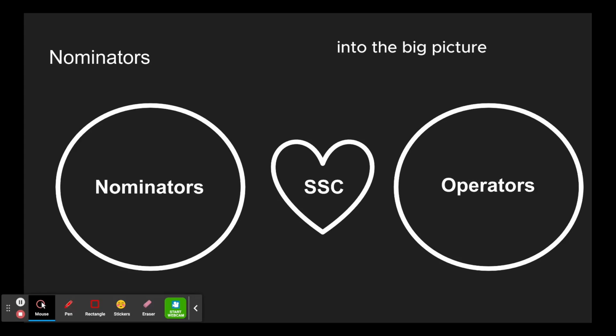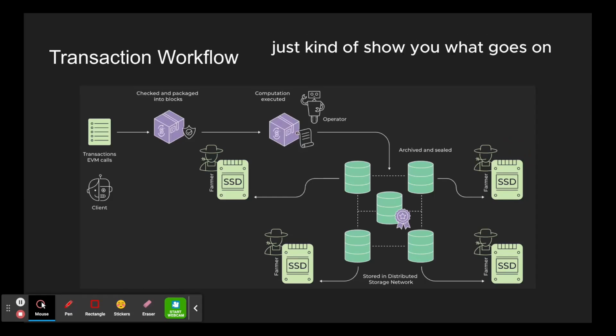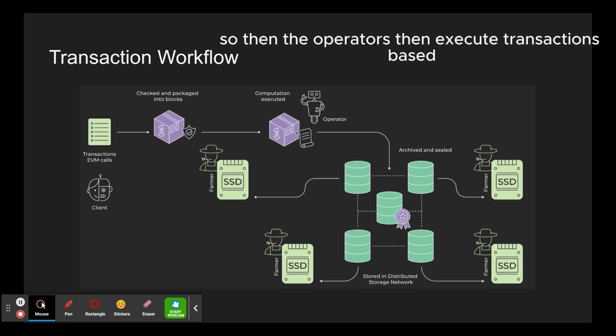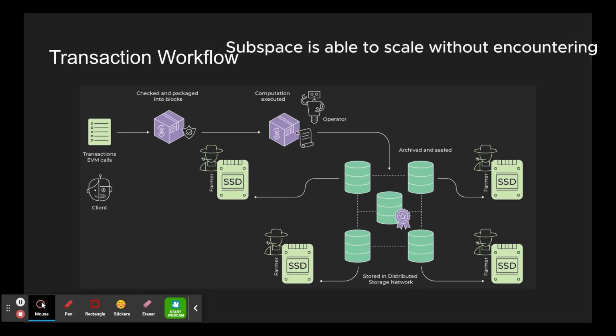So how does this play into the big picture? I want to run through an example transaction really quick, just to show you what goes on. Let's say first the user submits a transaction to an operator. The operators are then elected and bundle these transactions. These data bundles are then sent to farmers who will verify the election and verify that the data is available. Then they'll turn these bundles into blocks. The ordering of the transactions is determined by the consensus that the farmers provide. Then the operators execute transactions based off that order. By separating this execution from the consensus of the network, Subspace is able to scale without encountering state and blockchain bloat.